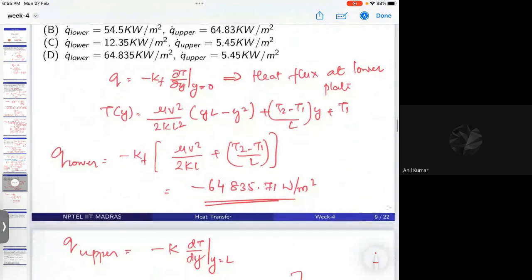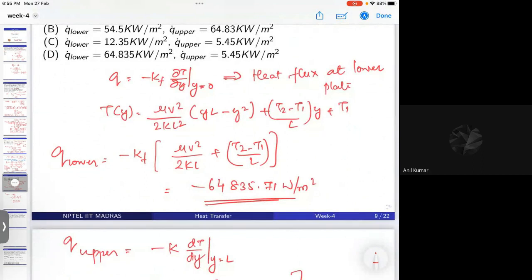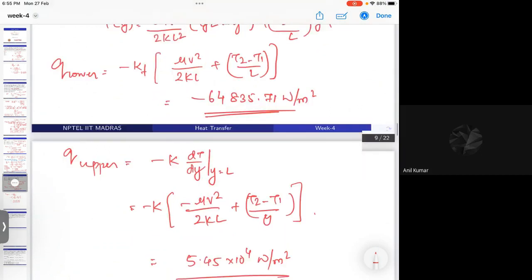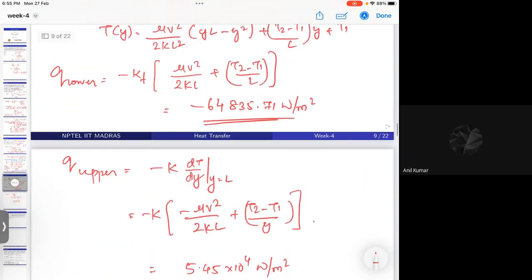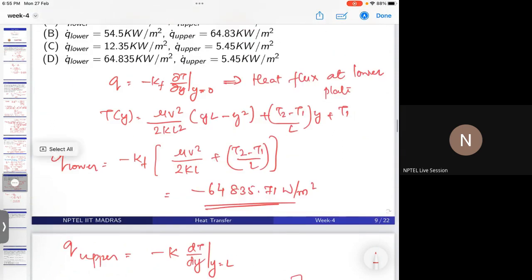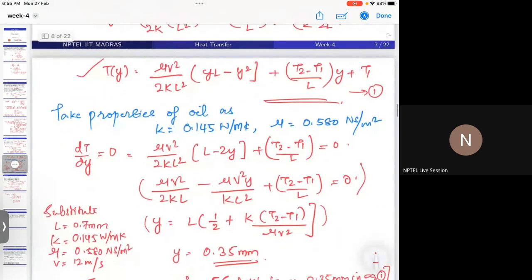Sir, in our last equation, won't it be T2 minus T1? The last term will be T2 minus T1 only, by L. But why are we putting L now? This is already there, T2 minus T1 by L. We already differentiated it, and that term doesn't have y. Okay, okay.